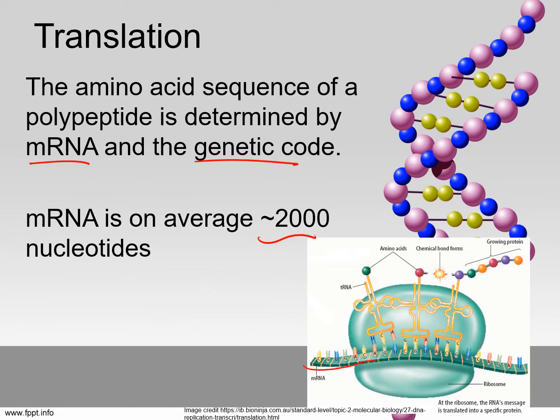Here we have our messenger RNA. It is bound to the small subunit of the ribosome. Here's the large subunit. And then here are our transfer RNA molecules that are sliding in to that large subunit of the ribosome.